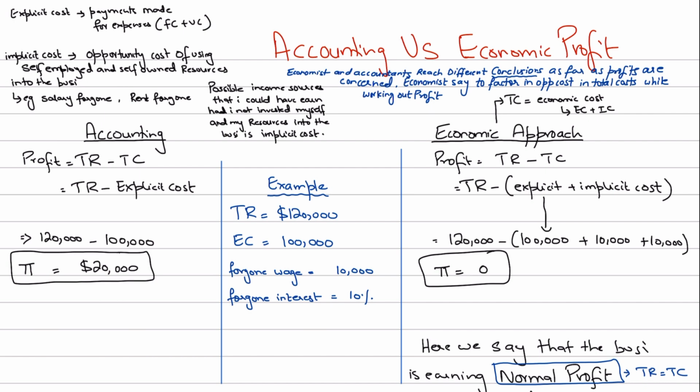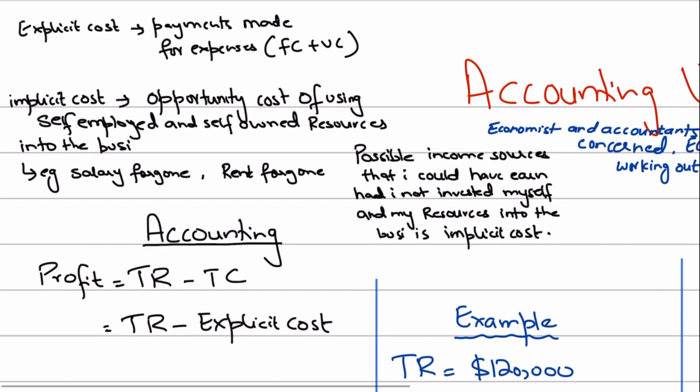For an economist, the total cost would not only include the fixed and the variable cost that you have paid, but would also include the implicit cost, right? So, guys, quick recap: explicit cost is the payments made for all the expenses that you have paid, that includes your fixed and variable cost. And your implicit cost is basically your opportunity cost of using your self-employed and self-owned resources in the business.